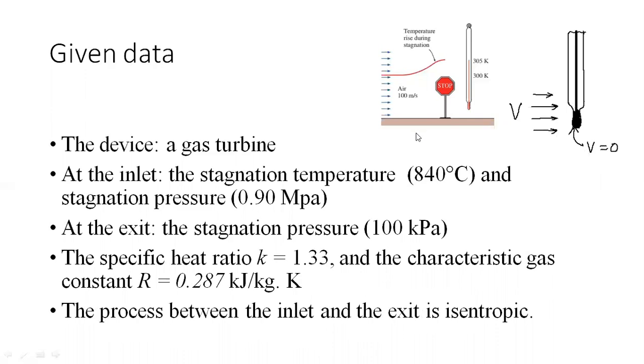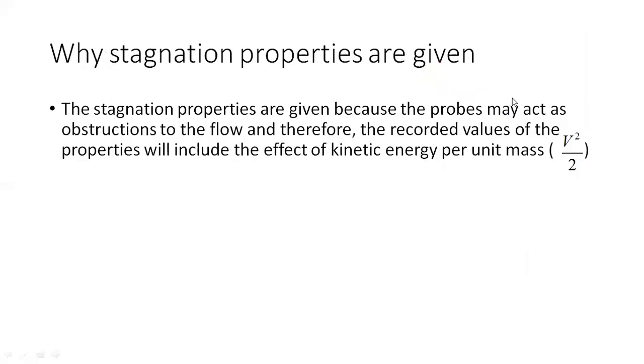Now see why the stagnation properties are given instead of the actual values of the properties, that is, temperature and pressure. So far we have never seen the property values mentioned as stagnation temperature or pressure. Now we see why this is so. When probes are inserted in the flow, the probes will actually act as an obstruction in the flow field.